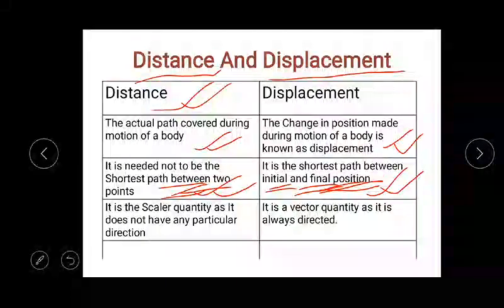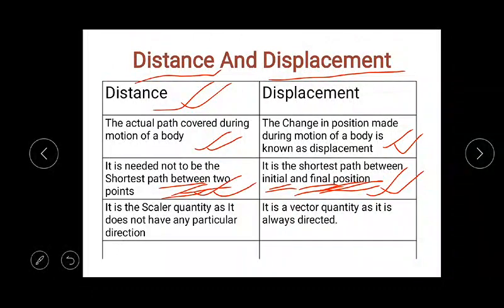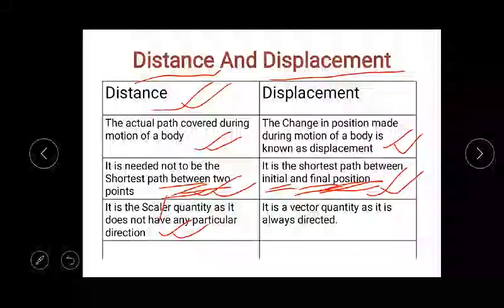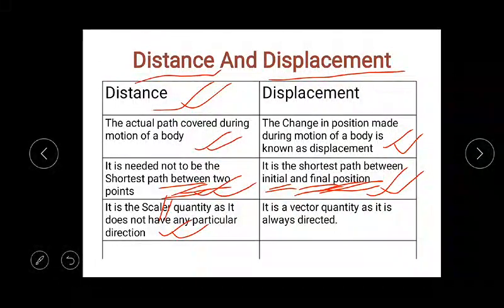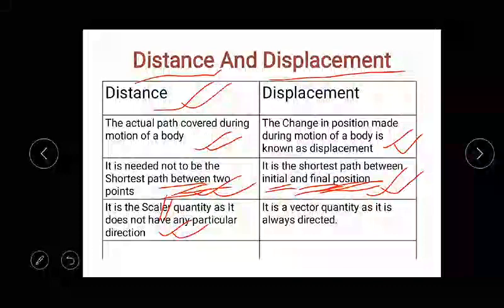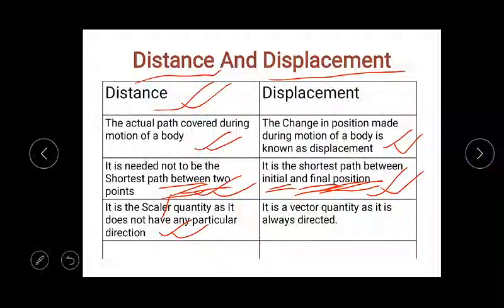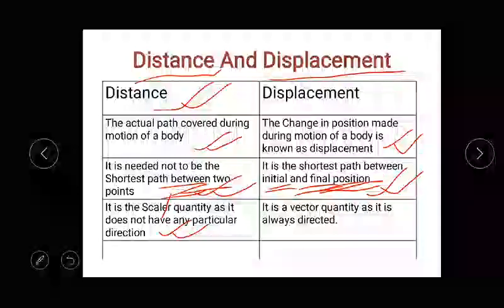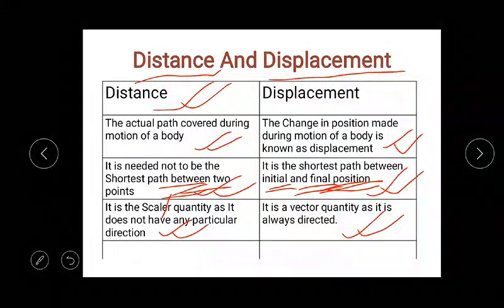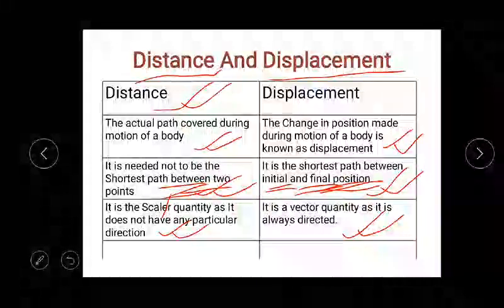Now distance, as it does not require direction to explain, is referred to as a scalar quantity. One thing you should keep in mind is that the spelling of scalar is wrong here. Sorry, it should be SCALAR, not ER. Now next, displacement is a vector quantity, as it requires direction to be defined.